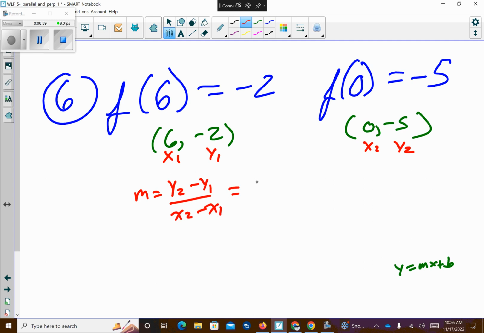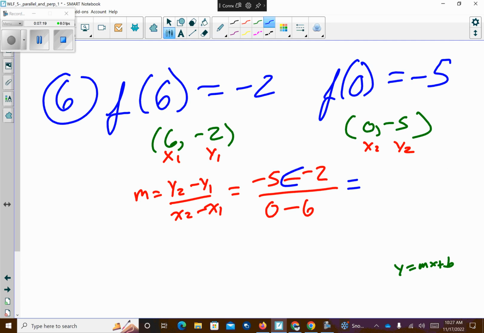All right, y2 is -5. There's a minus sign there. y1 is -2. Oh, we have negative. Okay, x2 is 0, x1 is -6.